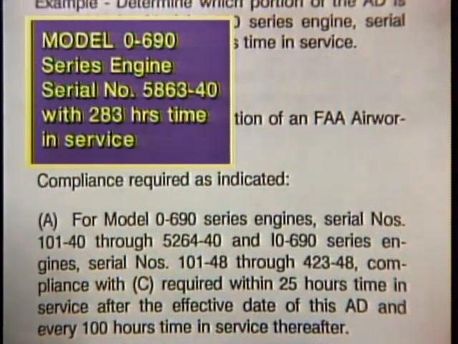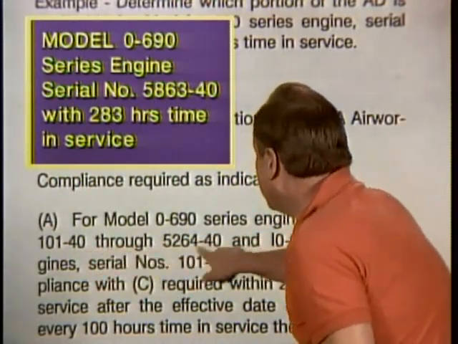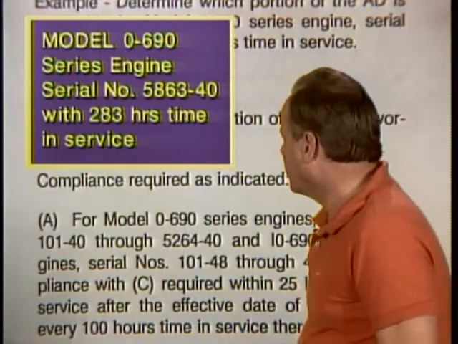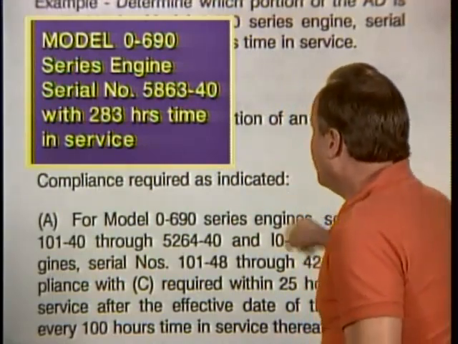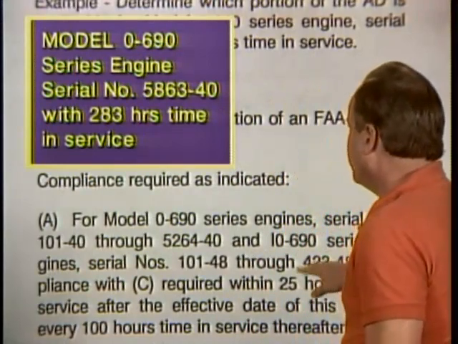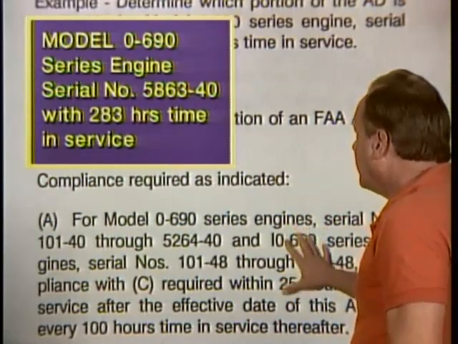So if we're at 5863, are we in between, let's take a look at it again, are we in between 101-40 and 5264-40? And the answer is no, we're not in between those, so we probably don't have to worry about that. But hold it, there's an IO engine. Do we have to worry about it if we're an O engine? No, IO we don't have to worry about that, so we don't need to worry about those serial numbers. And so it looks to me we don't have to worry about A.